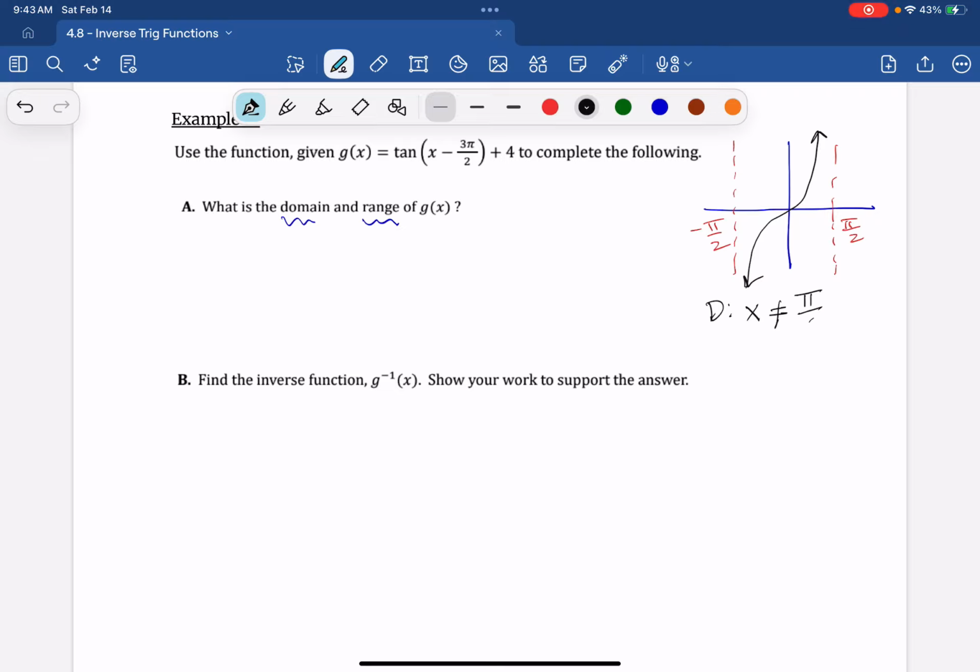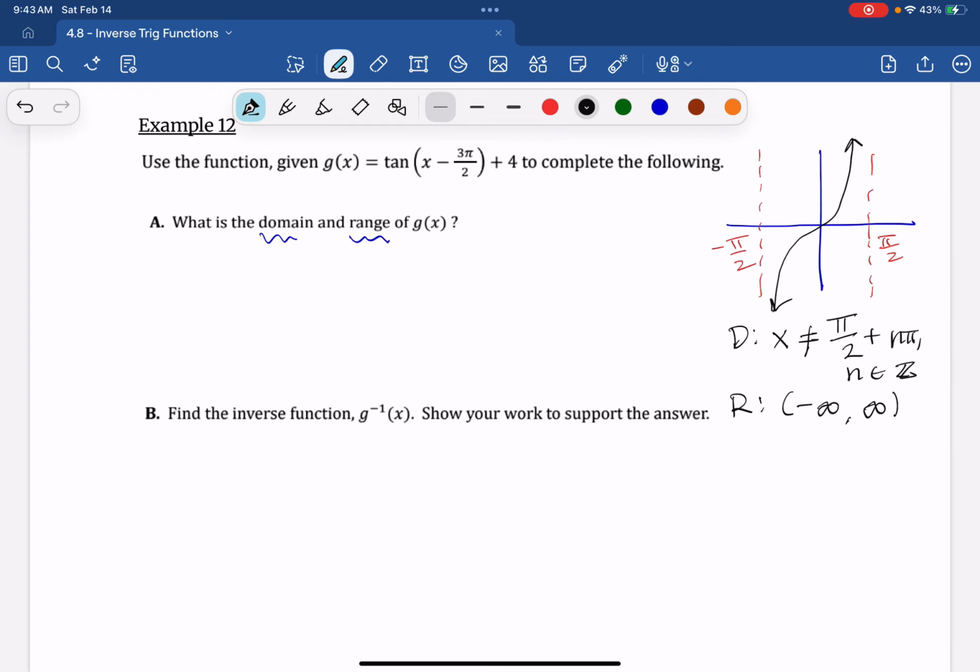And then since we know that the period of tangent is pi, we know that the asymptotes are pi units apart. So it's going to be plus n pi, where n is an integer. That's going to be the domain for the parent function. And we know the range of tangent is just going to be all real numbers, so negative infinity to positive infinity.